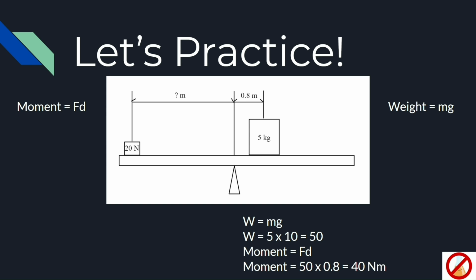And we just have to rearrange the other one, distance equals moment over force. So distance equals 40, because it's in equilibrium, so the clockwise moment must equal the anti-clockwise moment. So 40 Newton meters divided by 20 newtons will give you exactly 2 meters.